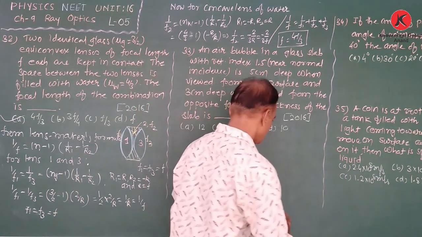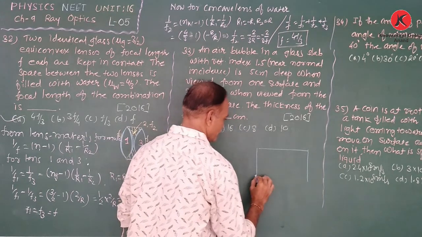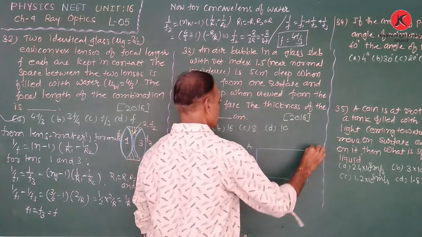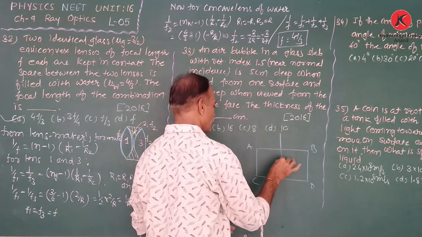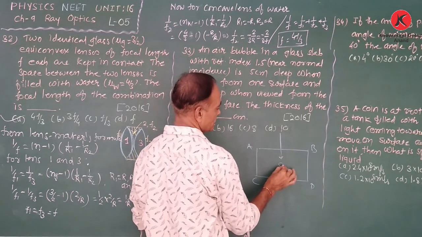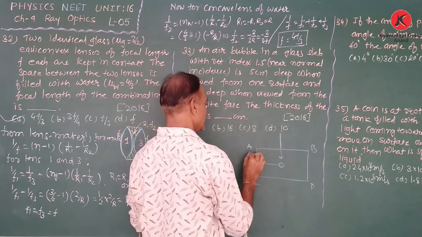Now listen, first we do the diagram. There is the glass slab. There is the surface AB and there is the surface C. Yes, we are observing this air bubble. The air bubble is here. That is the real depth.